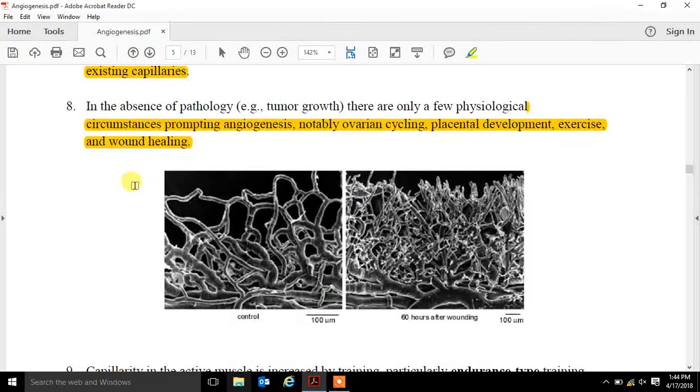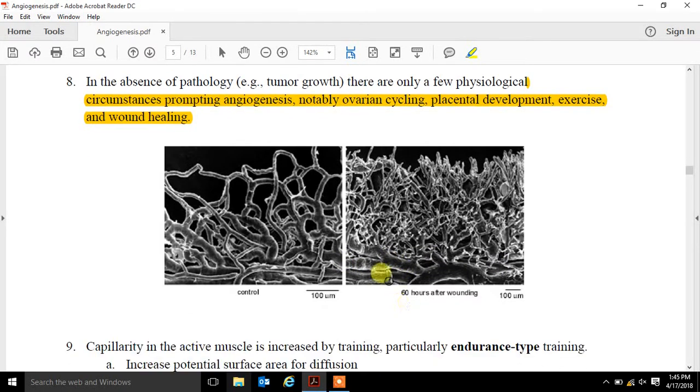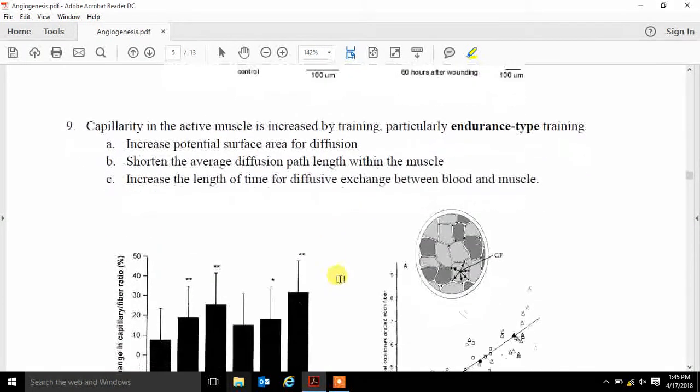And this is a pretty quick response. Let's just look at two images here. This is a control animal, and here they've highlighted the capillary network. They then induced a wound stimulus, and this is 60 hours after wounding. You can see within 60 hours the dramatic increase in capillary density. So it's a very important wound healing response, this angiogenesis. If you're interested in wound healing, this is a lecture for you.